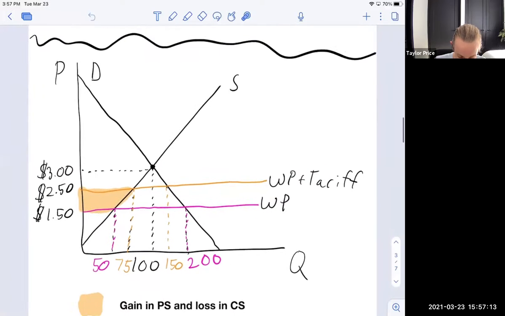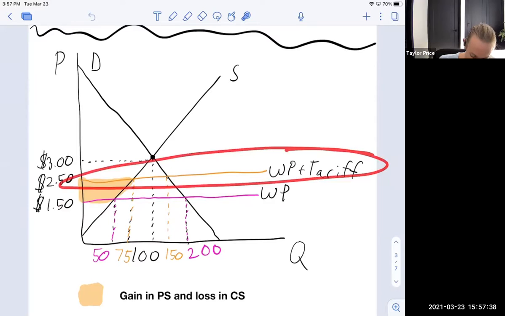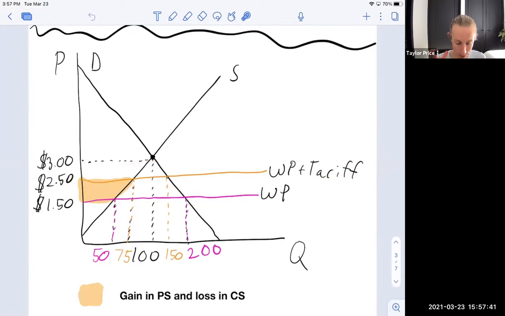Okay. Another example that someone had asked to go over was why tariffs can be preferred, or why some individuals in a domestic economy will prefer tariffs. A good example is to look at this. We have the world price here as the pink line, and the world price plus tariff here as the orange line. Importantly, you can see that the world price plus tariff is higher than the original world price.